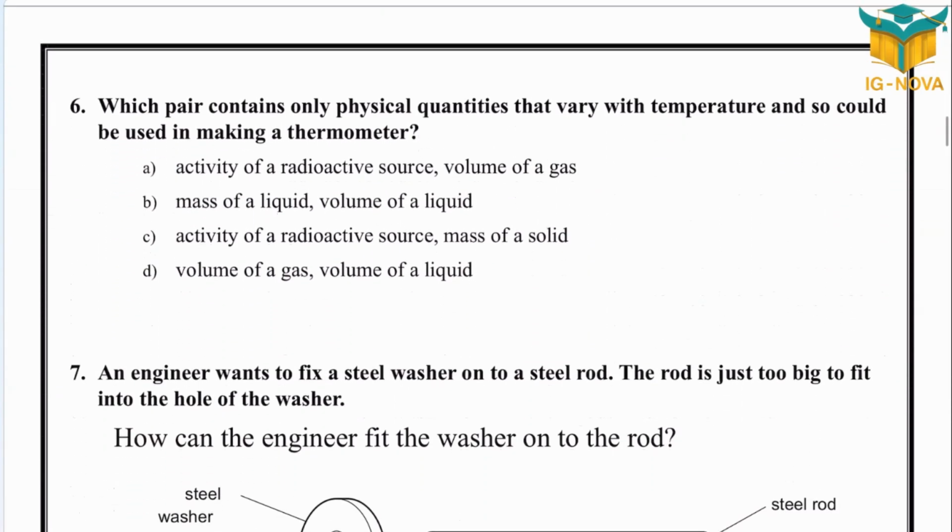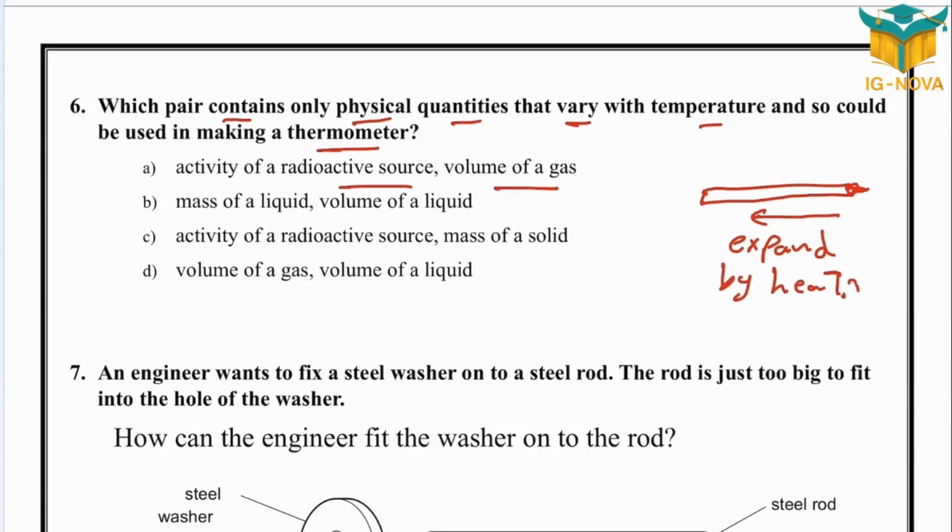Question 6. Which option contains only physical quantities that vary with temperature and so could be used in making a thermometer? Why, or what's the principle to make a thermometer? First, activity of radioactive source and volume of gas. And you know that if you have a thermometer here, it has a mercury bulb that has mercury liquid that expands by heating.